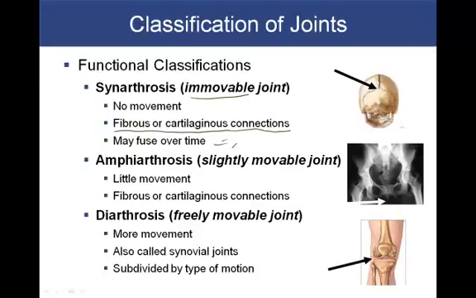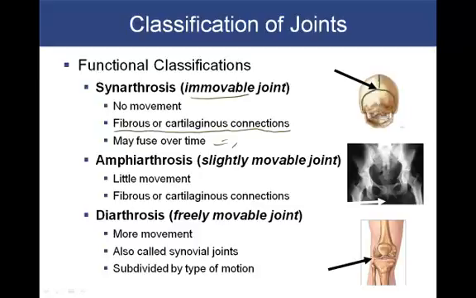Here's our sagittal suture, here's our lambdoid. These joints may fuse over time. Some of the specimens in the lab, the actual suture itself was very faint, and it was in some process of fusion.